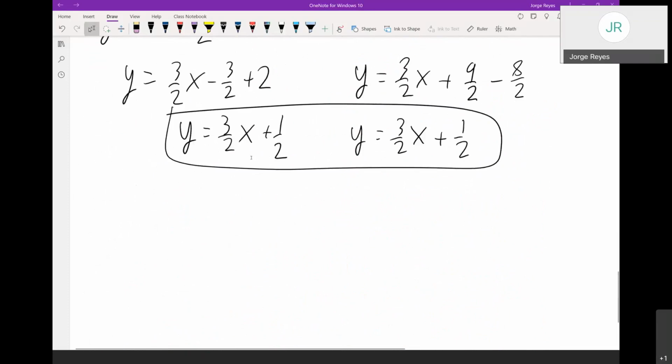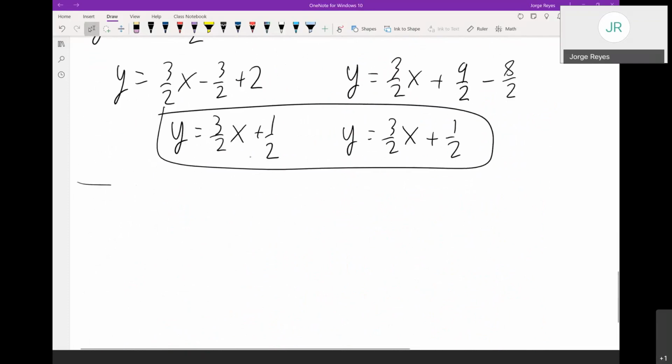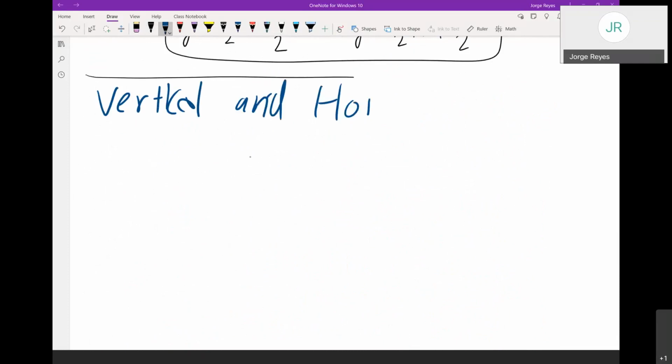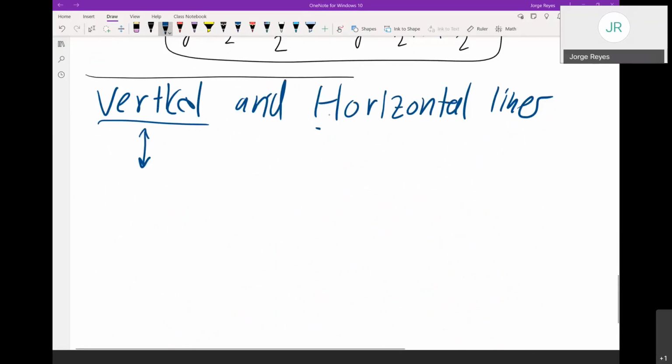Now I'm going to talk about some special cases, and that is vertical and horizontal lines. Okay, so vertical and horizontal lines. First of all, vertical is up, down, horizontal side to side. I know a lot of you guys might be confused, right? Here it is, vertical up, down, horizontal side to side.